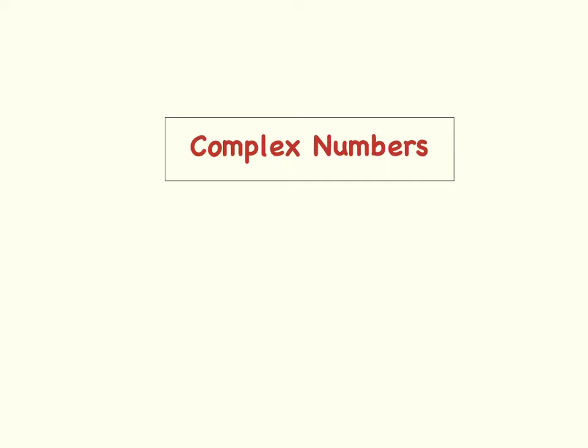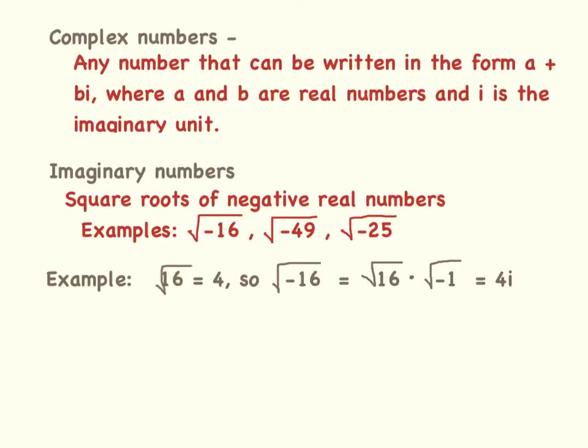Now let's get started. First, let's look at some math vocabulary. What is a complex number? Well, a complex number is any number that can be written in the form of a plus bi, where a and b are real numbers and i is the imaginary unit.